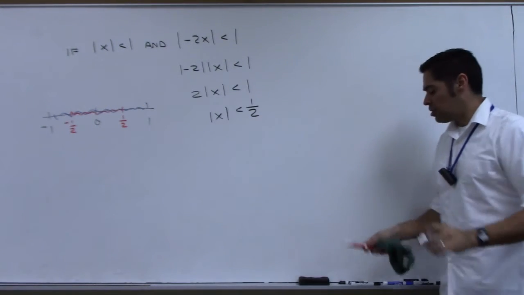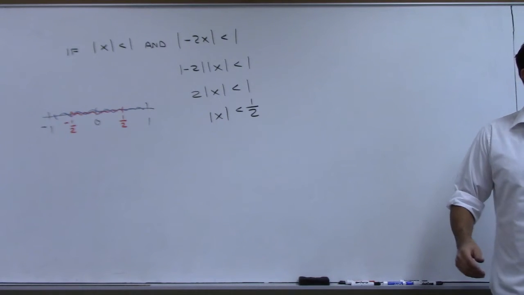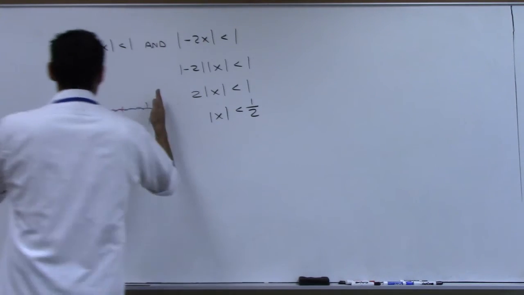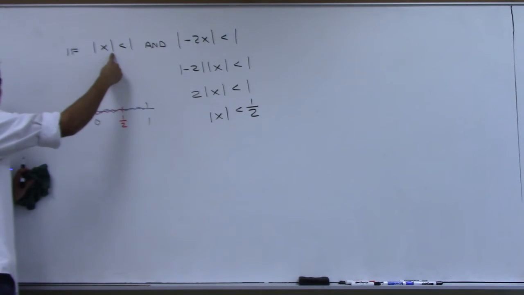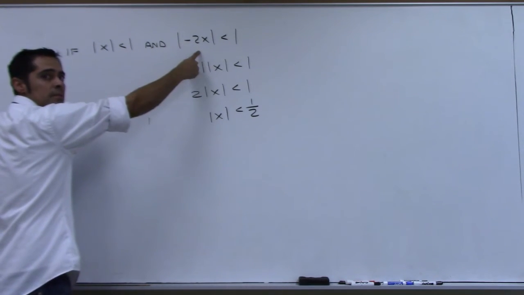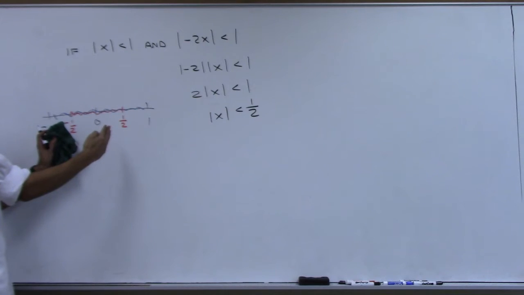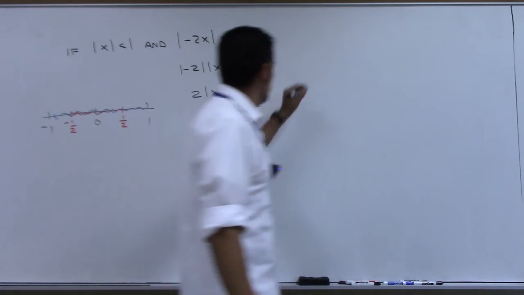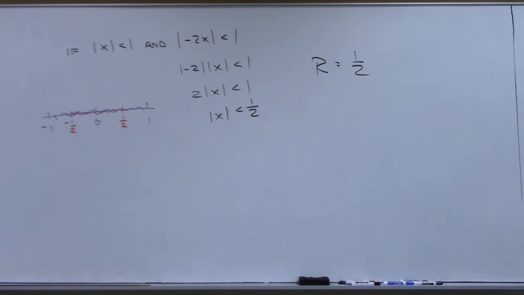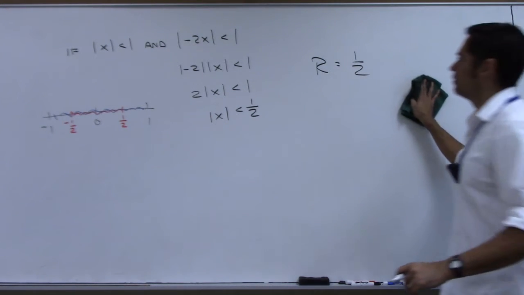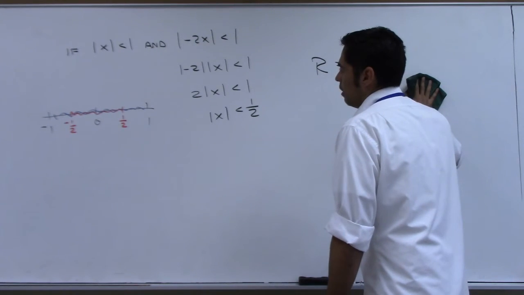So we have to choose the smaller of the two intervals. Because if I say negative 1 to 1, I pick a number here, this one's okay, right? But this one's not. So you have to take the smaller of the two. So our radius of convergence would be 1/2. Good? All right.